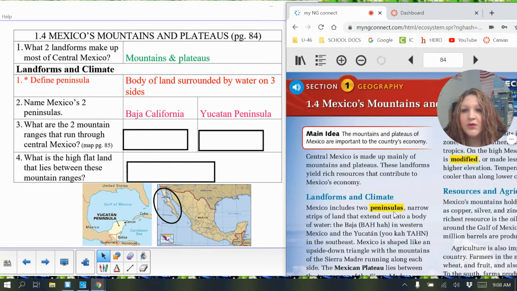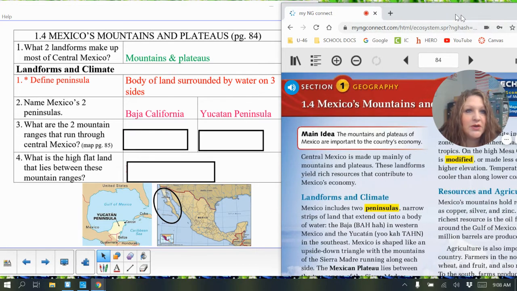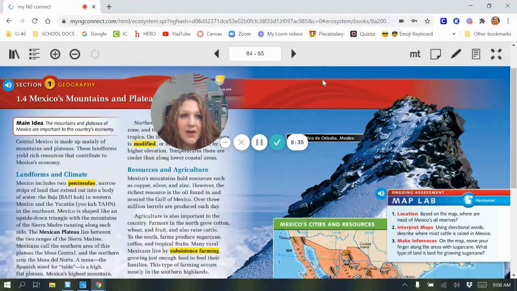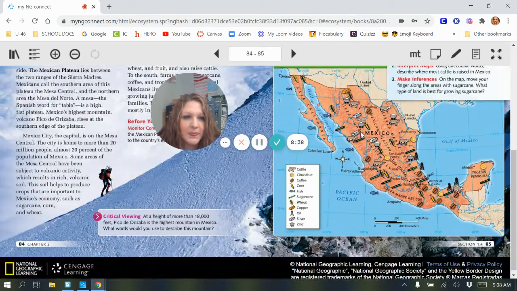So our next question here: what are the two mountain ranges that run through central Mexico? And there's a map on page 85. So we're going to go ahead and look at that map on page 85. Here we go. This map is a little bit less clear because it's not a physical map, so it doesn't show our elevations as easily, but we actually already looked at this on the map on page 78. So here we have Sierra Madre Oriental and Sierra Madre Occidental. They're the same ones that we already answered up above in the number 3 question.